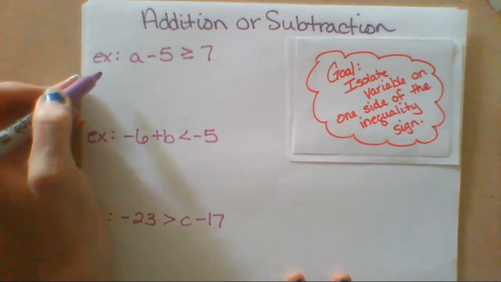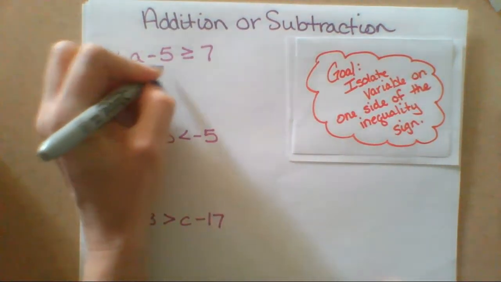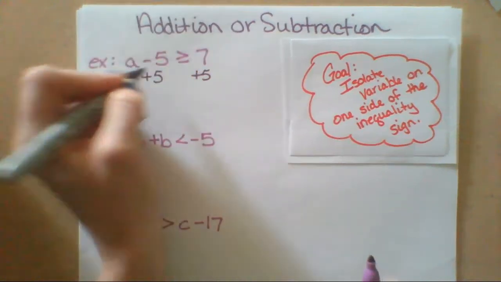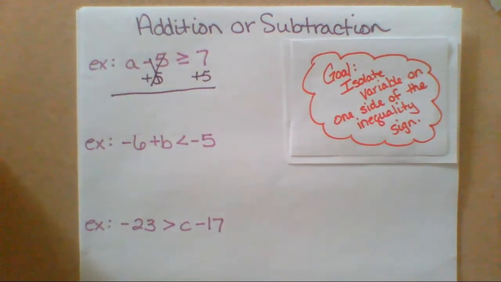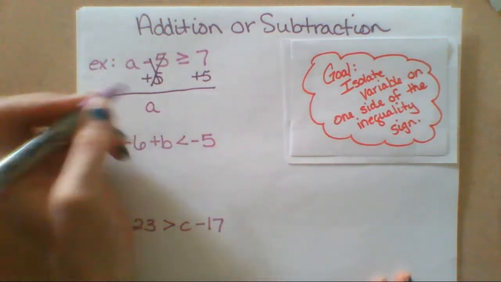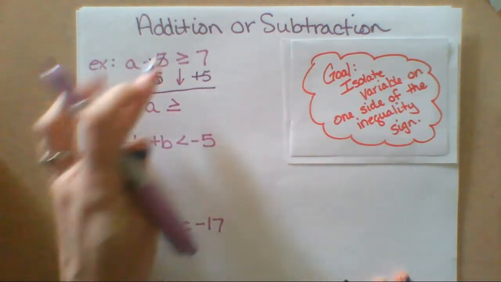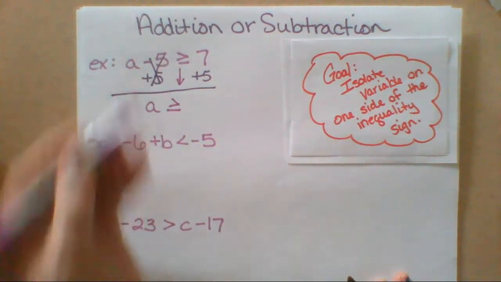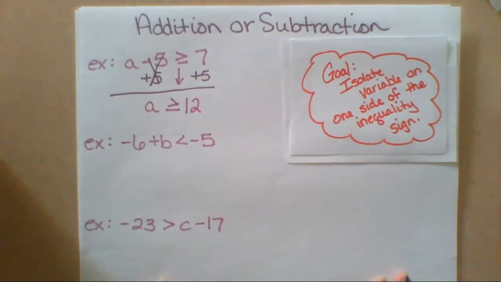So right here we have a minus 5 is greater than or equal to 7. In order to isolate a, get a all by itself, we must add 5 to both sides. Use that inverse operation. So we're going to add 5 to both sides of this statement. These 5s on the left-hand side cancel out, and we are left with a. That inequality sign just falls straight down, just like the equal sign would. And then 7 plus 5 gives us 12. So we have a is greater than or equal to 12.